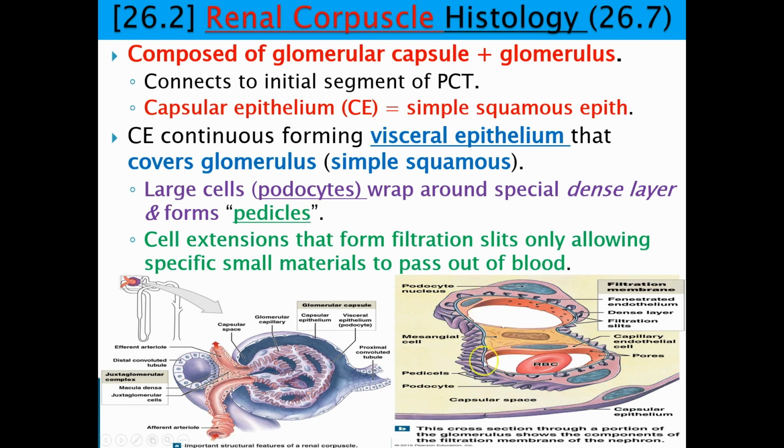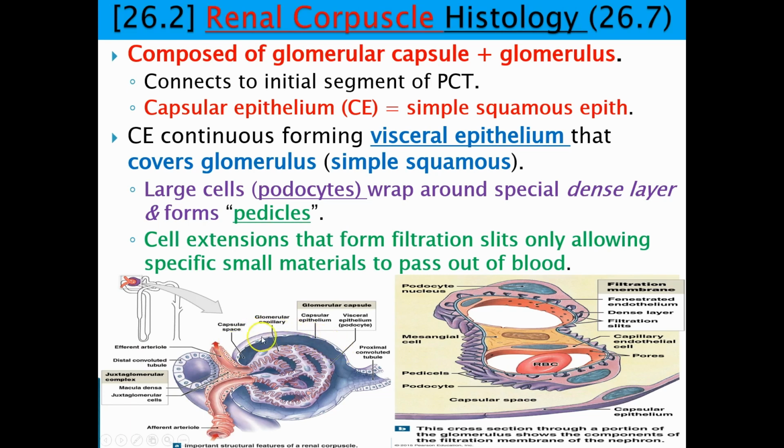So we're kind of looking down here. All these little extensions are called pedicles, okay? So we'll talk about the dense layer in just a minute, but right now recognize that podocytes produce pedicles. Those pedicles are literally cell extensions, and they form something called a filtration slit, which is basically going to enhance filtration. It's an accessory structure that increases the ability of filtration or makes filtration a little bit more selective.